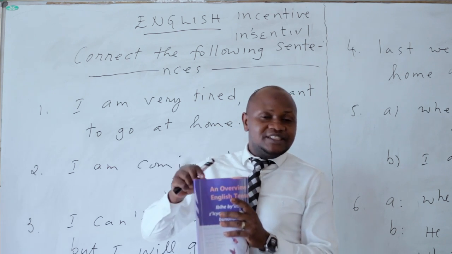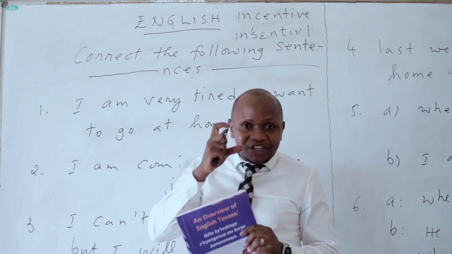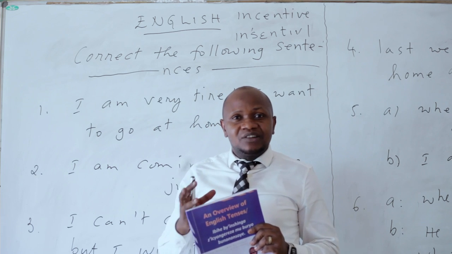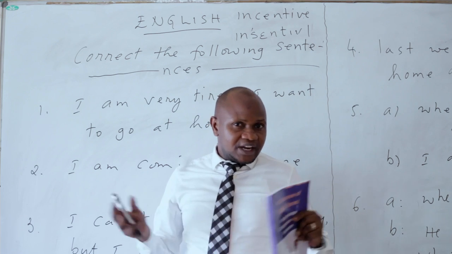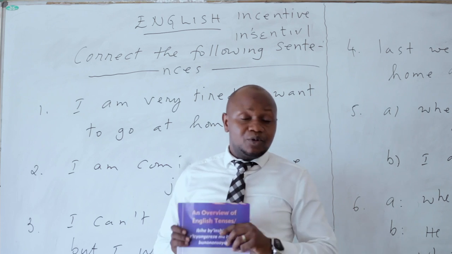Igitabo ubwacyo ni gihenze. Aho gihenze ni kiri mu gitabo. Ikintu gihenze, ikintu kiri very important, ni kiri mu gitabo. Niko mpora mbabwira. Skills, ubumenyi ni ikintu gikomeye cyane, kiri hejuru utagereranya n'ibindi byose. Ntabwo wagereranya ubumenyi n'amafaranga. Come and buy the book, please.